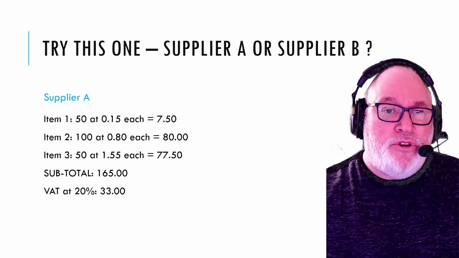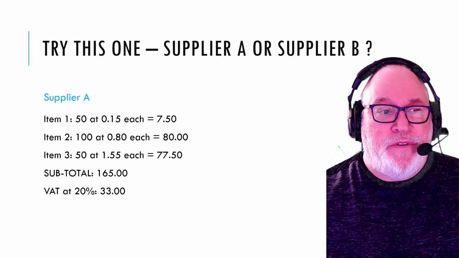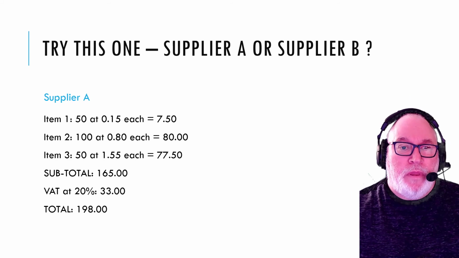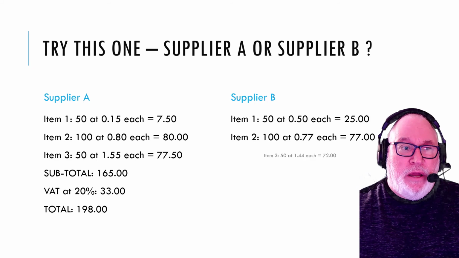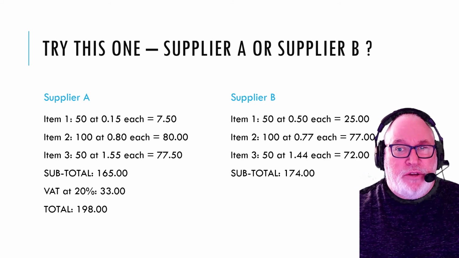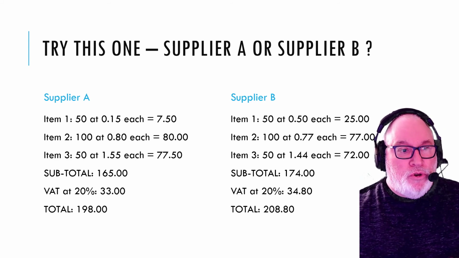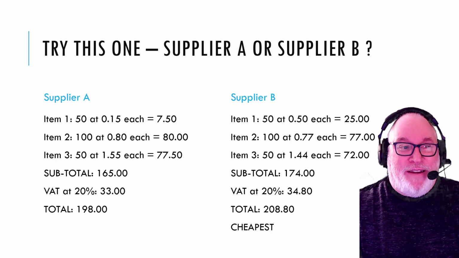Then I've worked out on the subtotal there, 165, so 20% of 165 is 33, and then we've got our total. I did the same for supplier B, and you should have as well. And you can check your answer. So there's my subtotal. 20% of 174 is 34.80, and there's our total. So that might have looked cheaper on the face of it, but it depends overall. So now we know which is the cheapest one there, and that's how you compare.